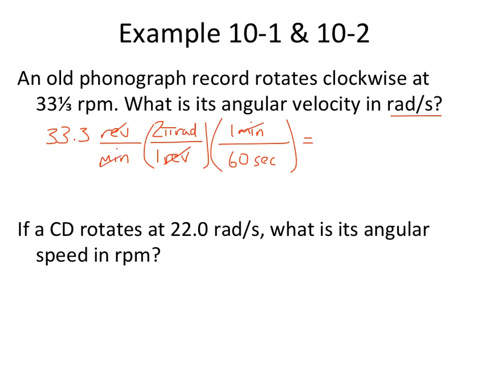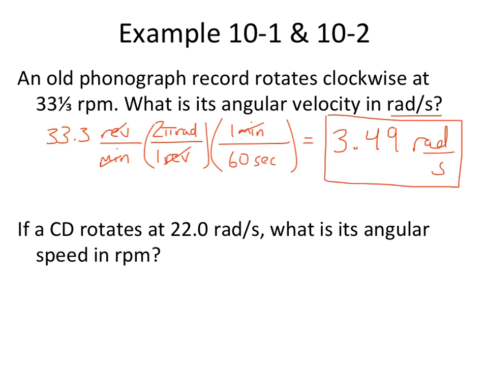Let's just crunch our numbers and see what we get. So I took 33.3 times 2 pi divided by 60, and I get 3.49 radians per second. Now that is the rate of motion that the record is spinning at right there.